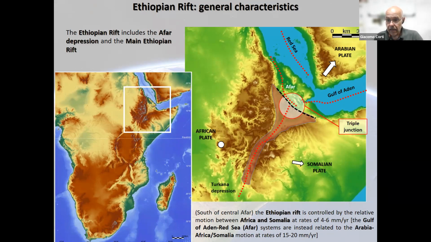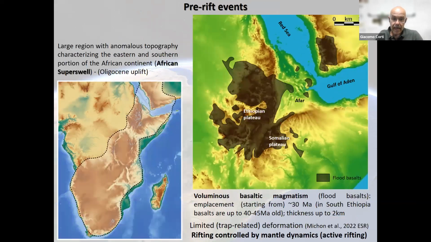And we will see, which is very important, that the motion between the plates occurs in a roughly east-west direction. You see here the arrow, which indicates the motion of Somalia with respect to a fixed African plate, as derived by recent GPS analysis.